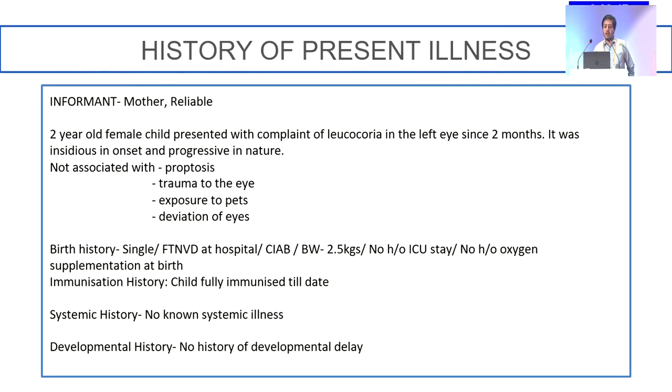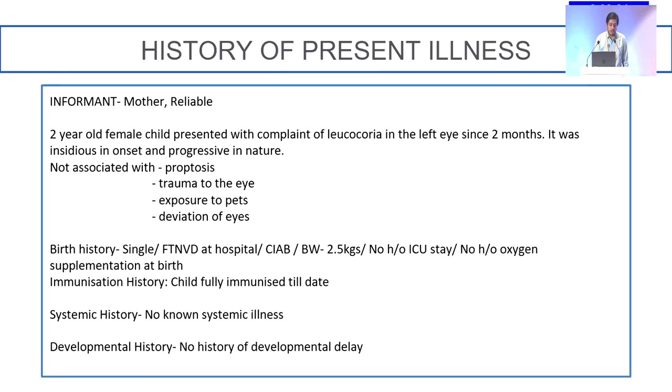So the history of present illness, the informant was mother, and it seems to be reliable. There was a 2-year-old female child presented with complaint of, the parents presented with complaint of leukocoria in the left eye since 2 months. It was insidious in onset and progressive in nature. It was not associated with proptosis, trauma to the eye, any exposure to pets, or any deviation of eyes.